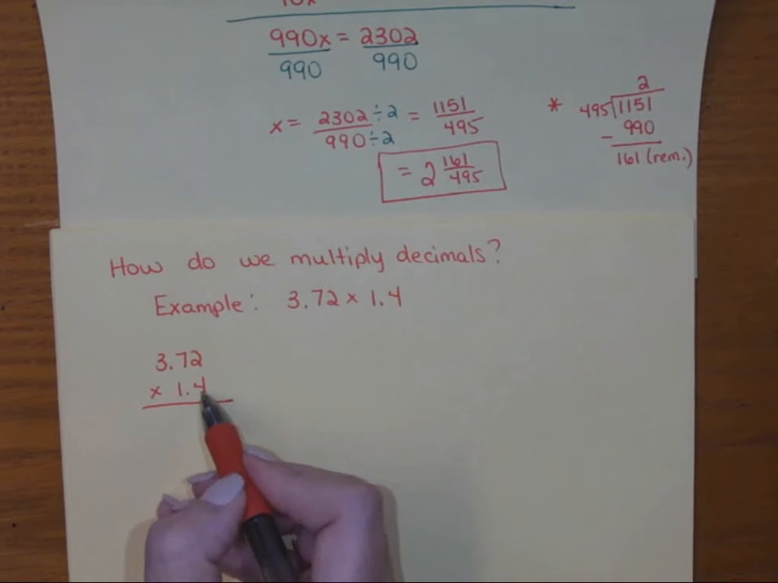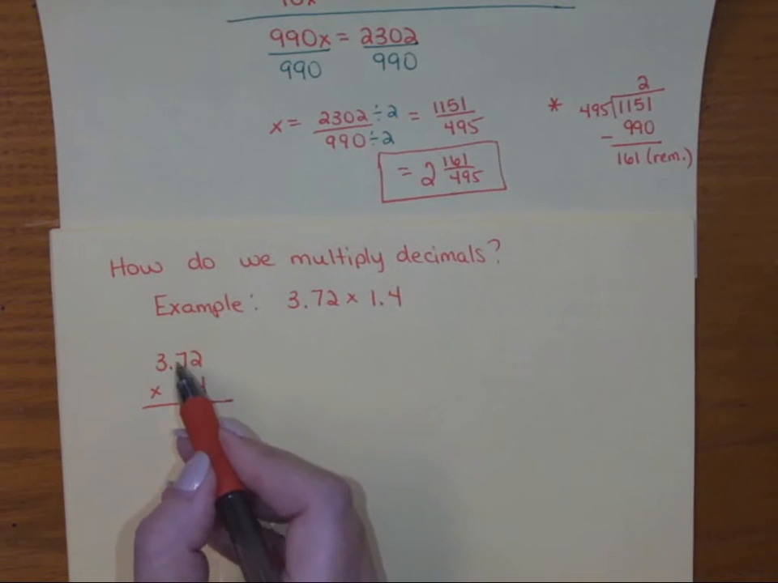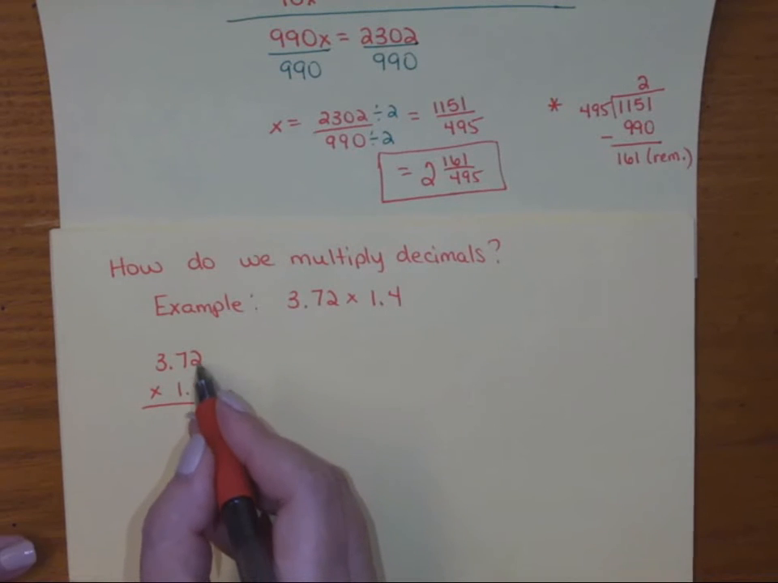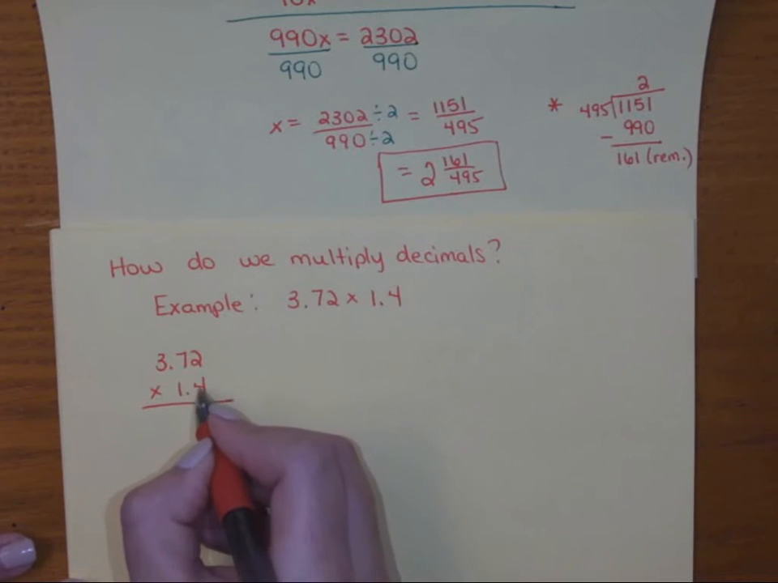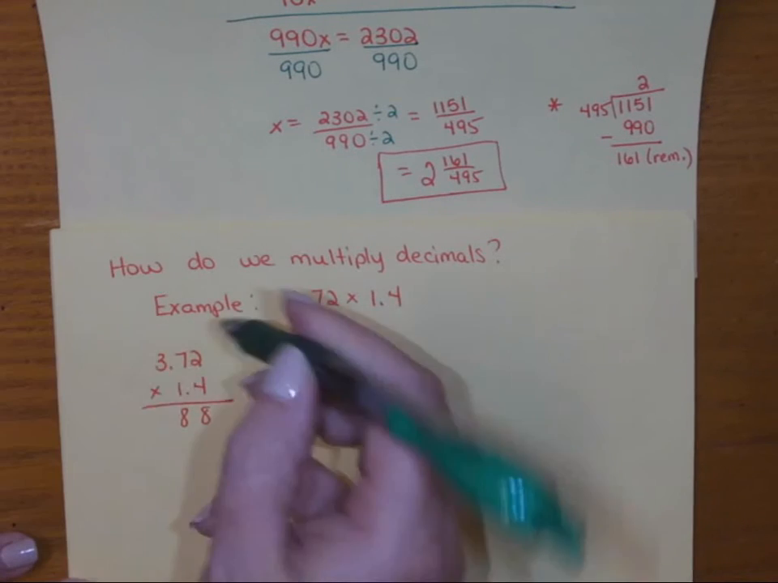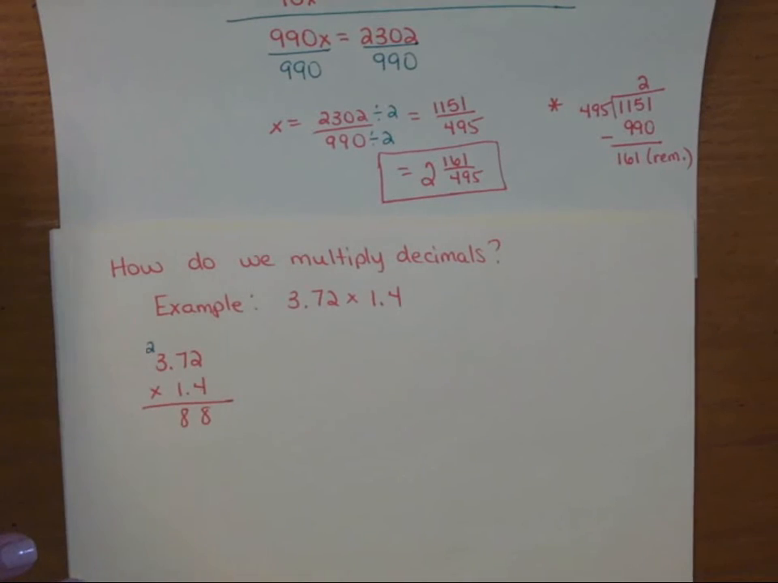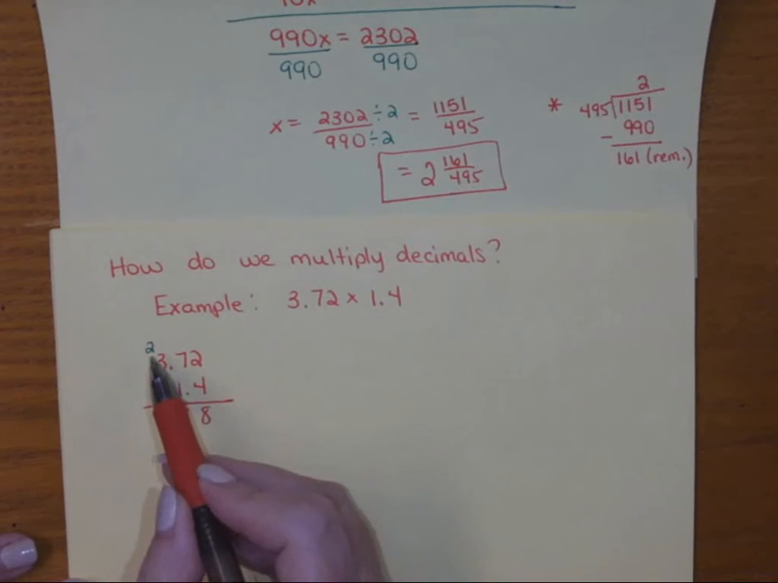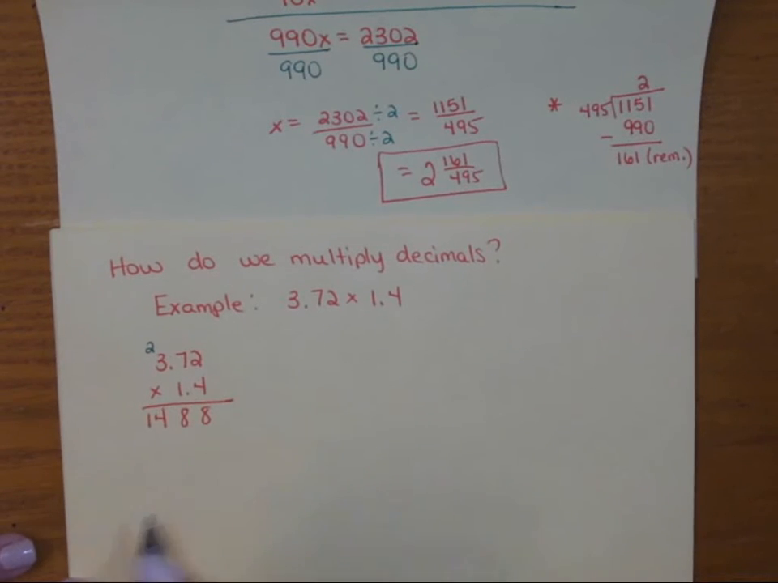But remember, you start here and you just multiply 4 times 1, 2, 3 things and see what happens. So 4 times 2 is 8. 4 times 7 is 28, right? So we're going to keep the 8 and then regroup the 2 there. And then 4 times 3 is 12, plus 2 is 14.